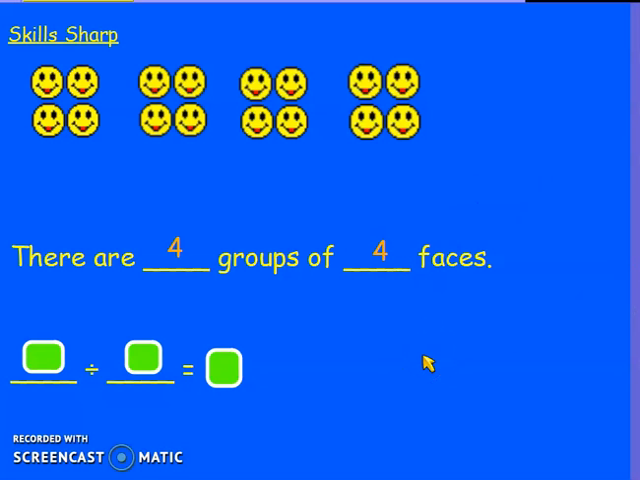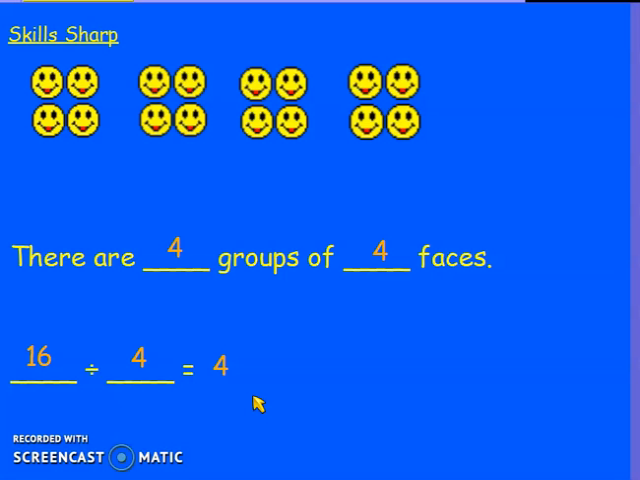How many do we have all together? Let's count up in 4s. 4, 8, 12, 16. So we have 16 smiley faces altogether, and if we divide that into 4 groups, we have 4 faces in each group, and this is how we write it as a division fact. 16 divided by 4 equals 4.